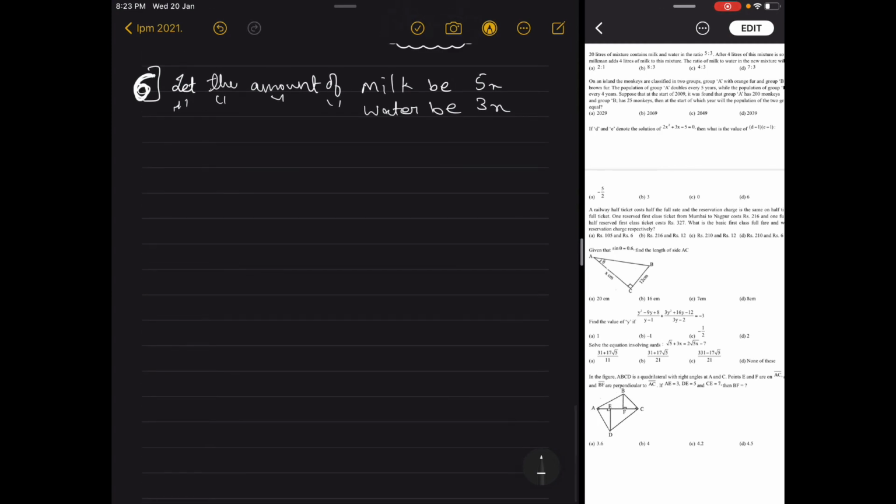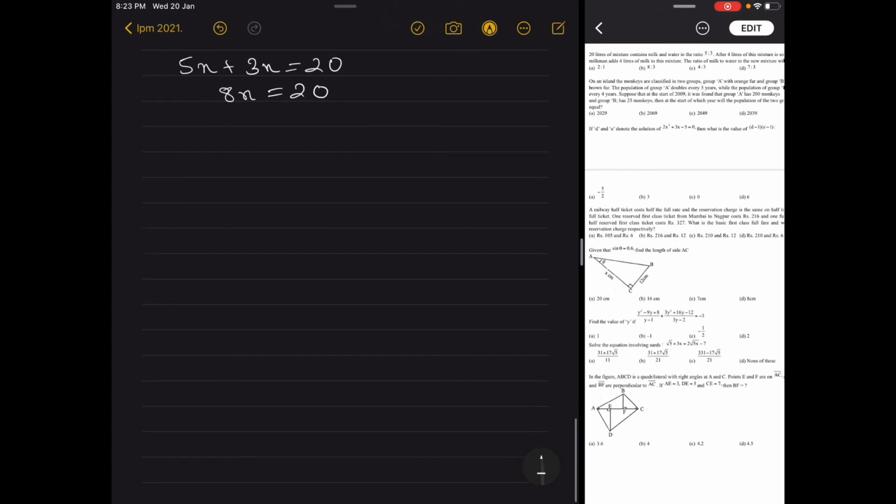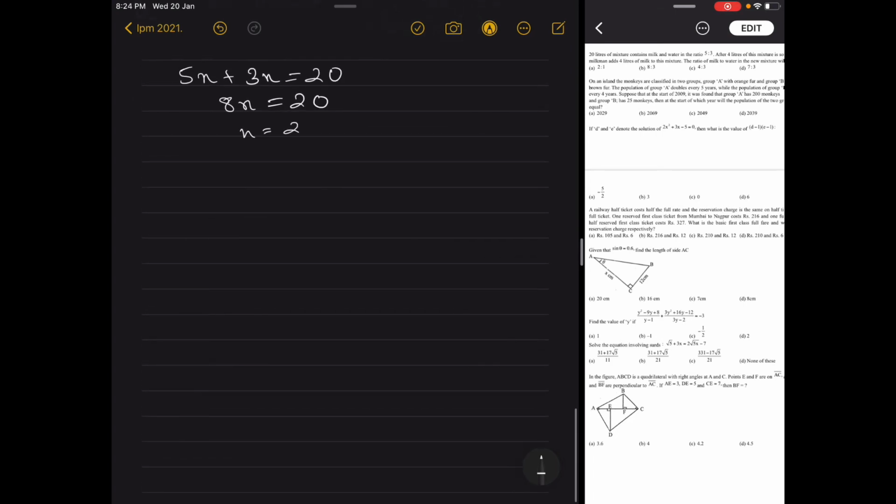So now that we have taken the milk and water parts, let's add them to get 20, right? It should be equal to 20. So 8x should be equal to 20. Therefore x should be equal to 20 by 8, which when simplified will become 5 by 2.